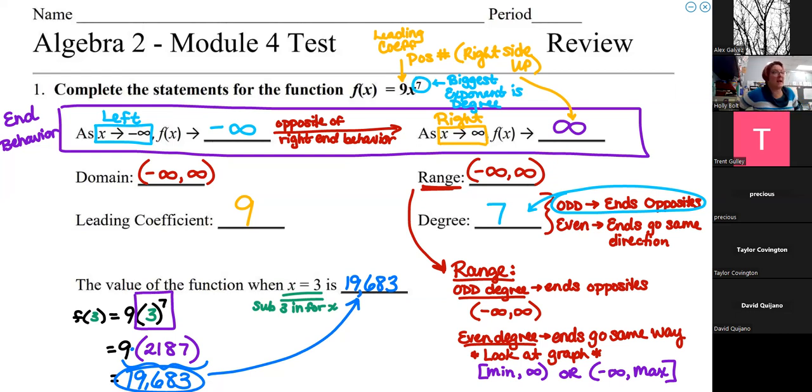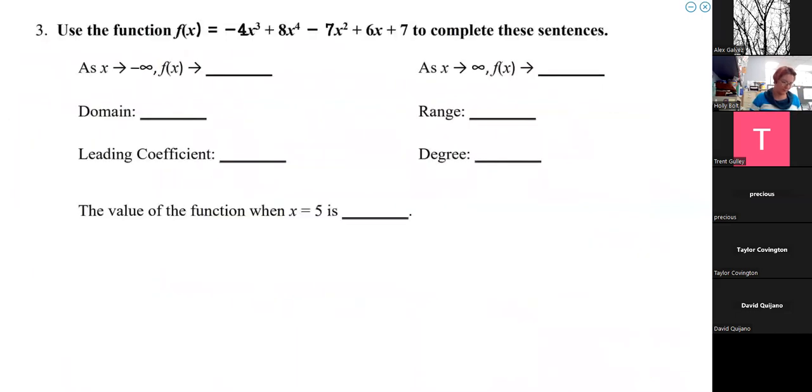We have exactly 10 minutes left. I don't want to look at number 2 because number 2 is very, very similar to number 1. Do you guys want to look at number 3 with me? That's similar to this one. It's enough different that I think it's worth looking at. First thing I notice about this problem is that they tried to get tricky with us. What is the degree? What is the biggest exponent?